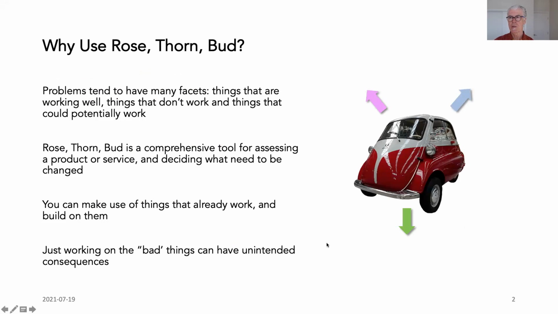Why would you use Rose, Thorn, Bud? Well, the reality of many problems is that they're just not simple. They're not black and white, but there are some things that are doing fine with services or products that you're looking at. Some things are not doing so well, and some things that are out there, new technology or whatever, might potentially work. So what Rose, Thorn, Bud does is it separates out these things and then puts them back together again. It's a comprehensive tool for assessing a product or services, and then you can look at it and see, well, what really needs to be changed.